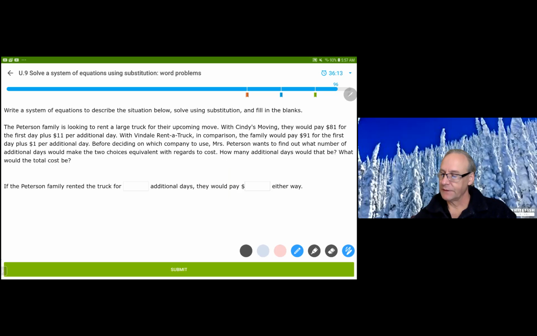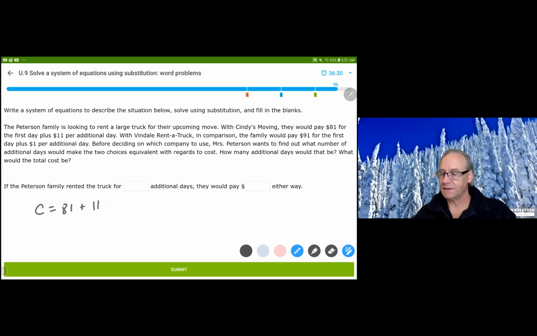The Patterson family is looking to rent a large truck for their move. Cindy's moving company, they would pay $81 for the first day, plus $11 for each additional day.